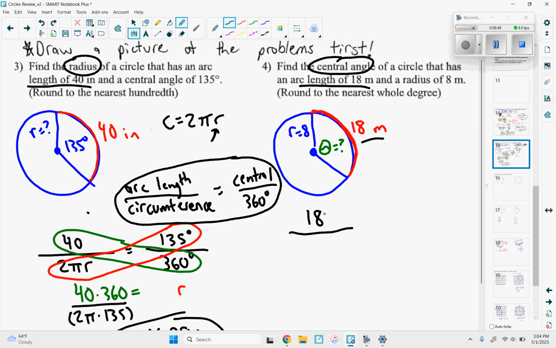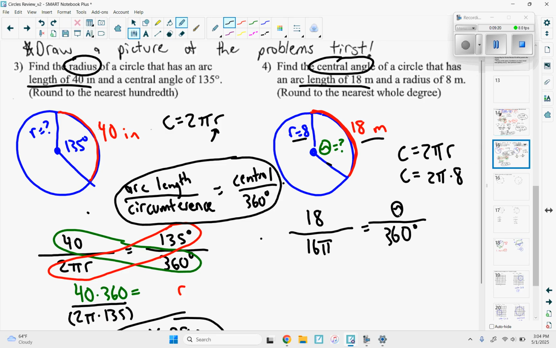My arc length is 18. We know the angle is supposed to be at 360 degrees. All right. We are given a radius here. So since we're given the radius, we can find our circumference. So this is 2 pi times 8, and so our circumference is 16 pi. All right, and we're trying to find our central angle, and that would be theta.